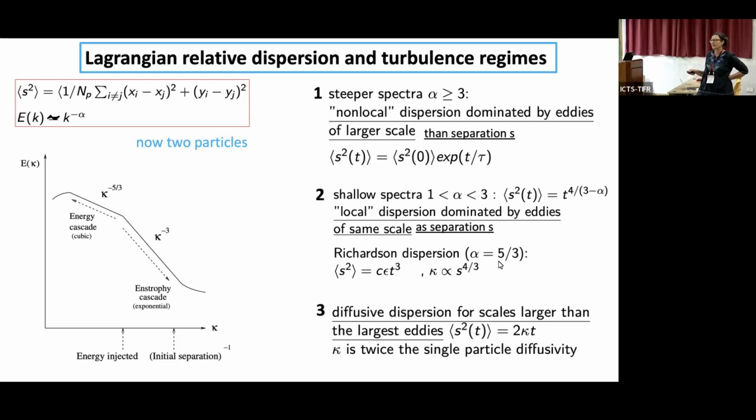For shallower spectra, you get so-called local dispersion, which is dominated by eddies that are at the same scale as your separation. And of course, you get the famous Richardson regime for a spectral slope of 5/3, where your mean square displacement grows cubically, and you have this famous relation of the diffusivities that goes with the separation to the power of 4/3. Diffusion we've already looked at. The pair particle diffusivity kappa is twice the single particle diffusivity.